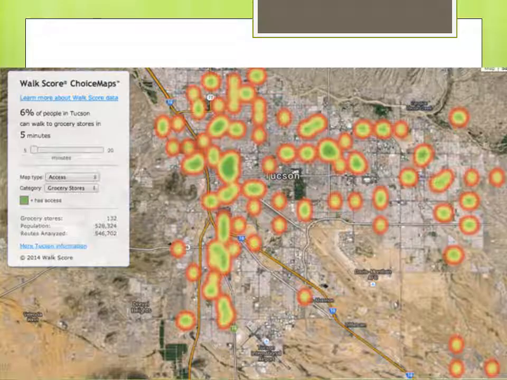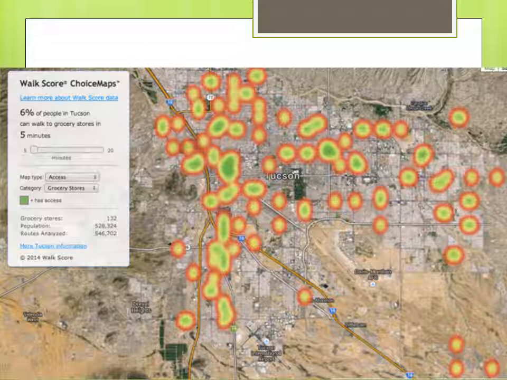Now, let's change the scale a little bit. This image, also looking at food deserts, is created by GIS. All right, so this is Geographic Information Systems. And the layer that they have placed on top of here is what we call a heat map. In this particular map, it's looking at grocery stores in Tucson, Arizona, and the population that can walk to that grocery store in 5 minutes.